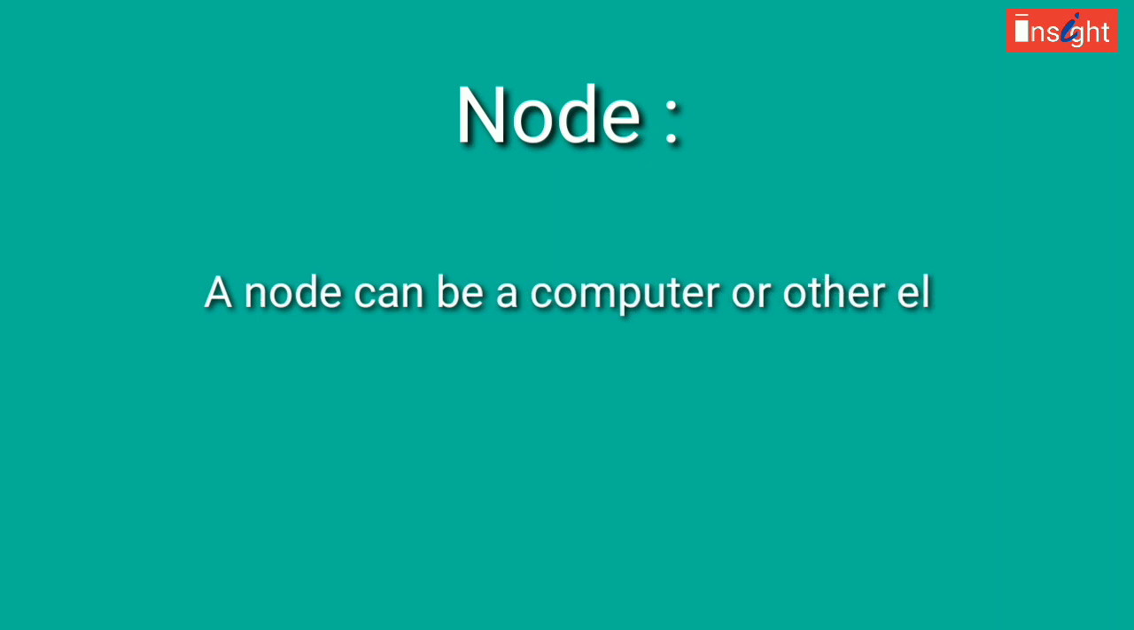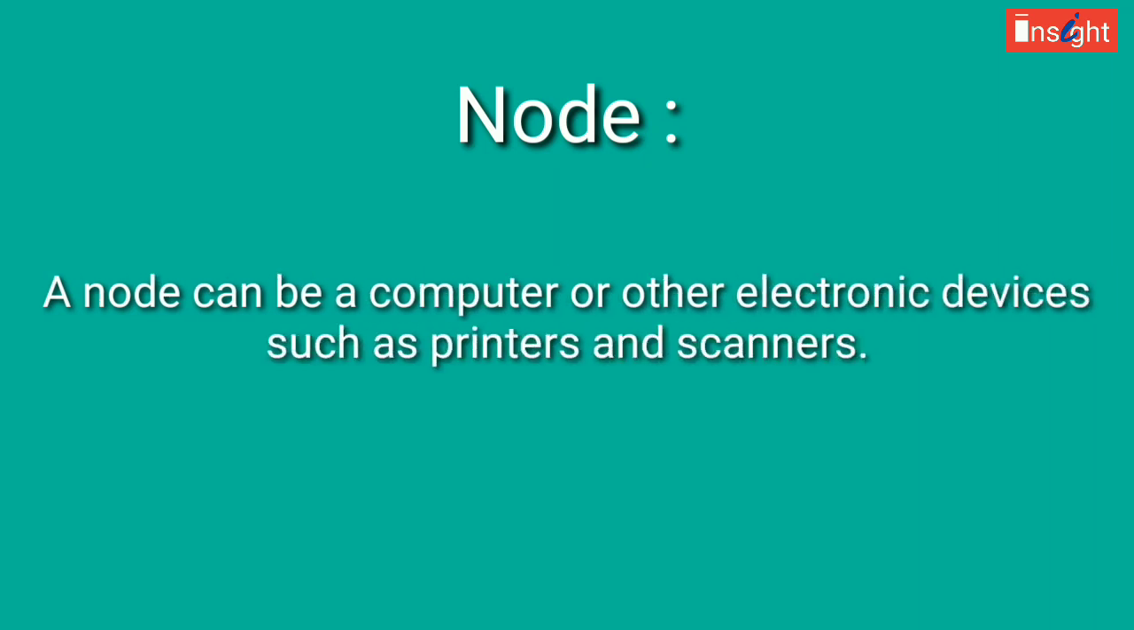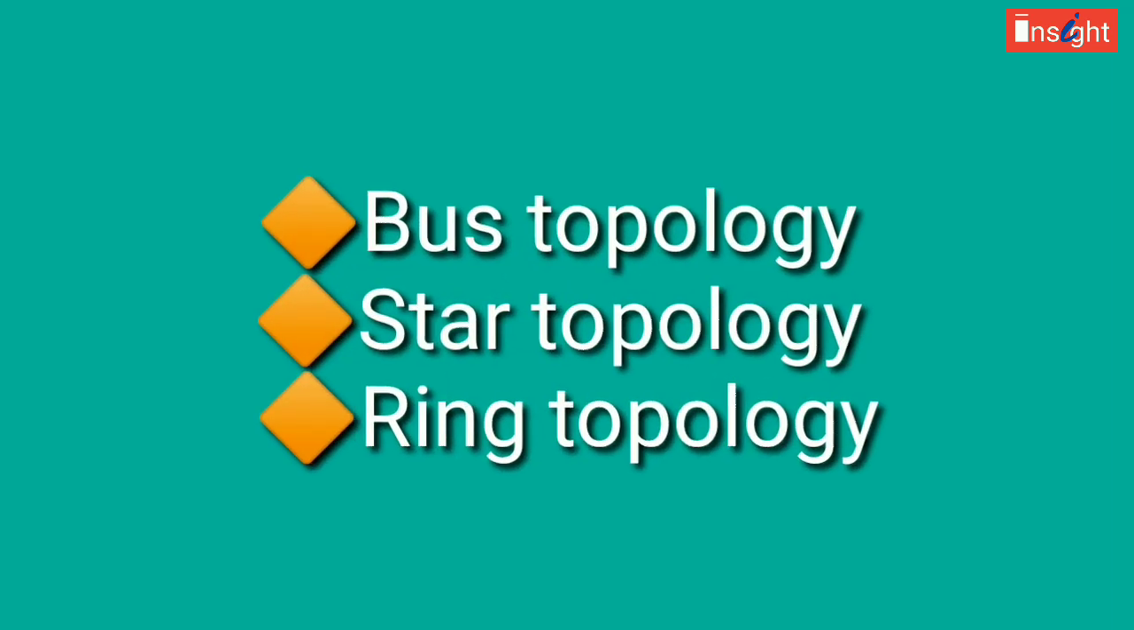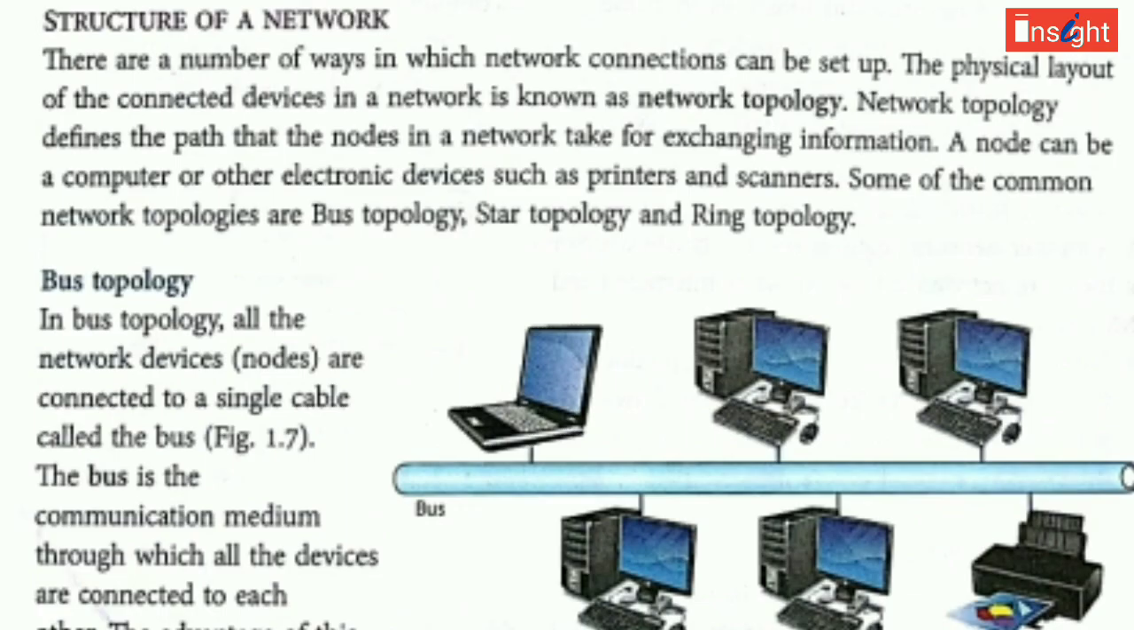What is a node? A node can be a computer or other electronic devices such as printers, scanners that are connected to the network is called a node. Some of the common network topologies are bus topology, star topology, and ring topology. We will discuss one by one.